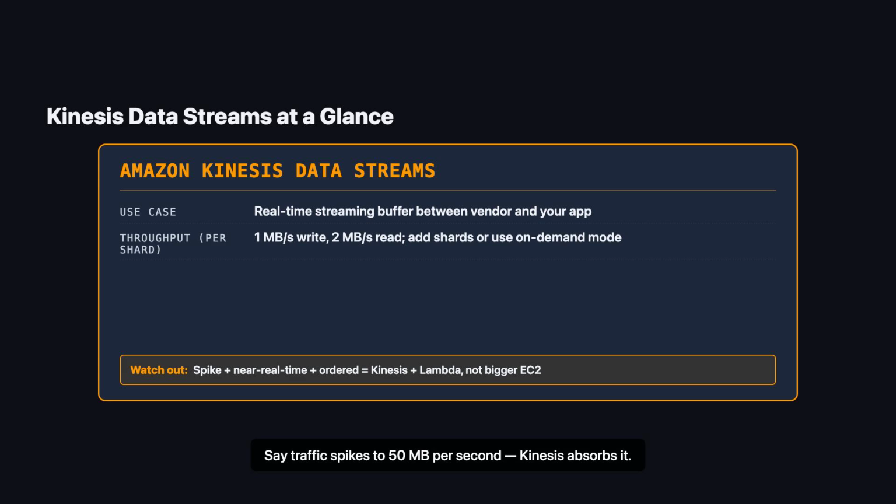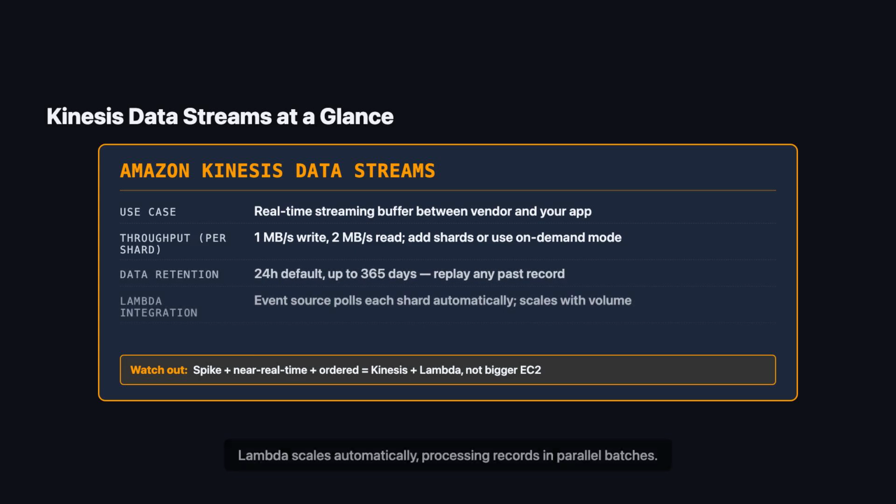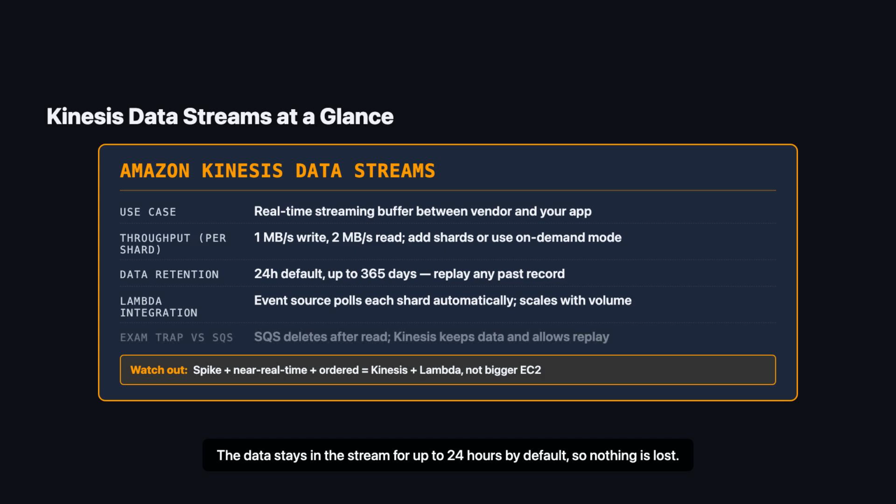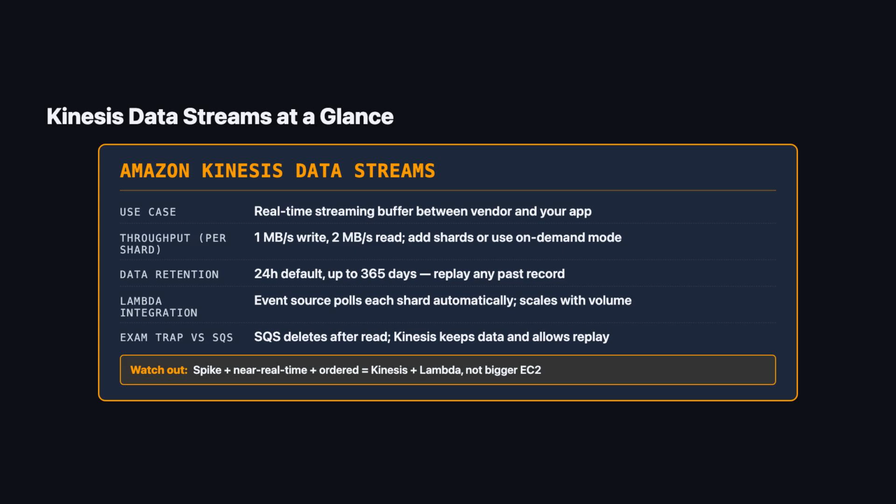Say traffic spikes to 50 MB per second, Kinesis absorbs it. Lambda scales automatically, processing records in parallel batches. The data stays in the stream for up to 24 hours by default, so nothing is lost. SQS looks similar, but one consumer eats each message for good, no replay. That's the trap. The question rewards a buffer that can hold and replay data, and that's Kinesis.